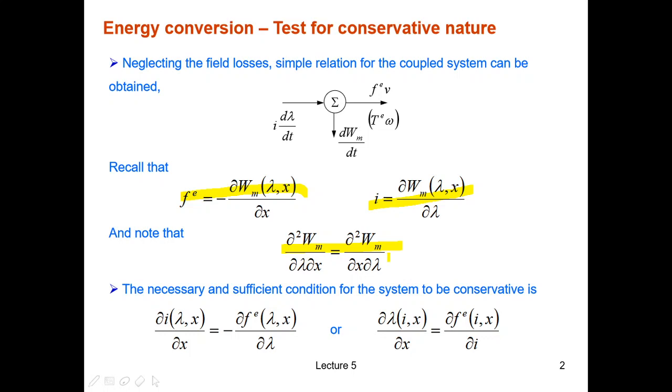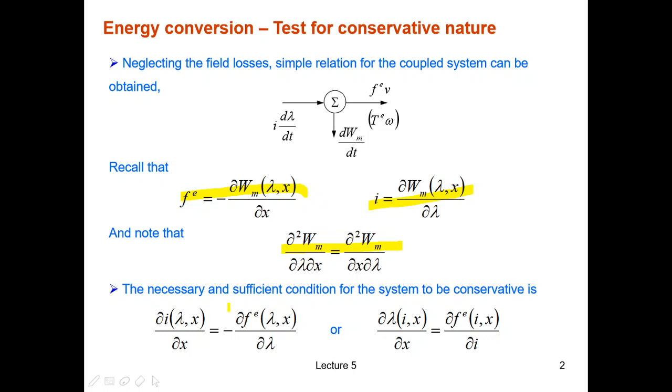Okay, to be able to apply the energy method or the co-energy method that we use, our system needs to be conservative. In other words, the coupling field should be lossless. And how do we test for the conservative nature of the system? Our system needs to be conservative in order to be able to apply the formula we develop. So that is the condition.